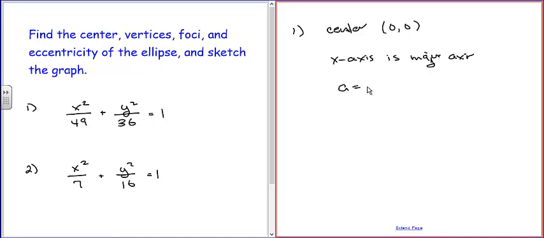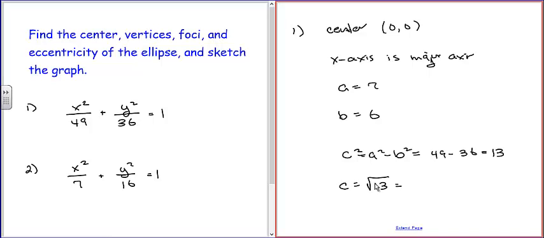So a is the length of the major axis, which is 7, square root of 49. The length of the minor axis is the square root of 36, which is 6. So c squared equals a squared minus b squared. So you get 49 minus 36, which is 13. So c is equal to the square root of 13, and the square root of 13 is 3 point something. 3.61.